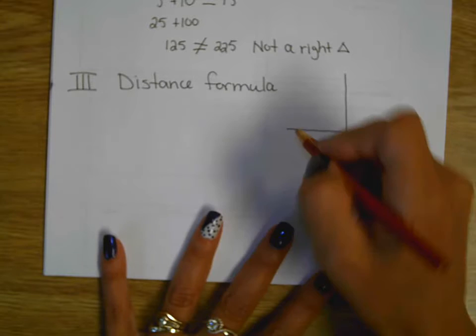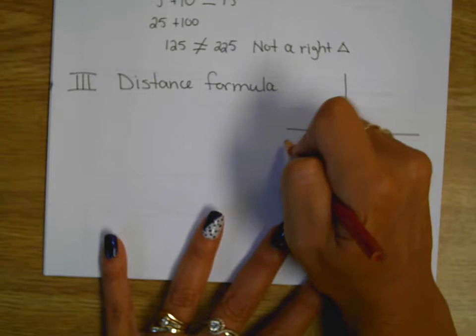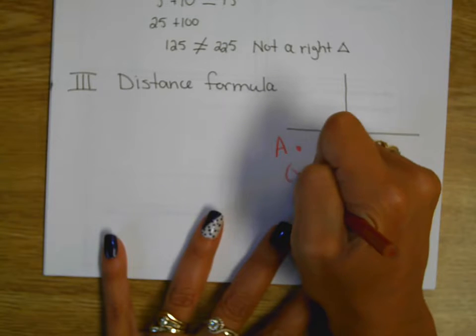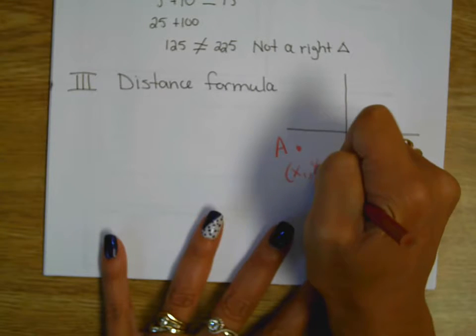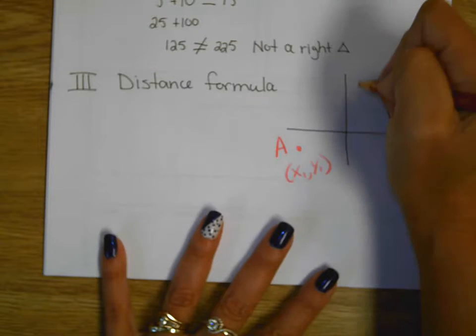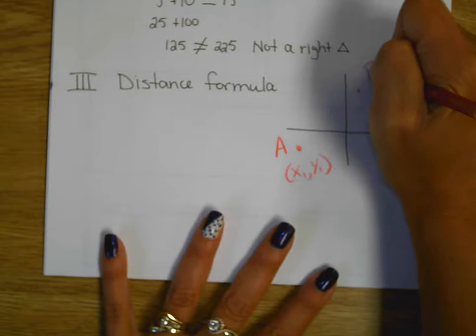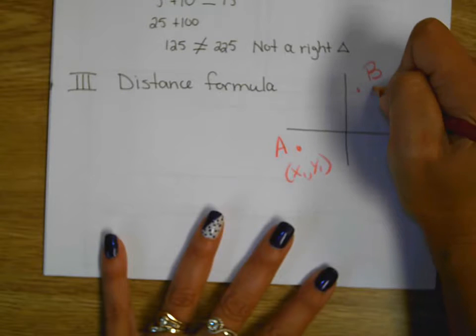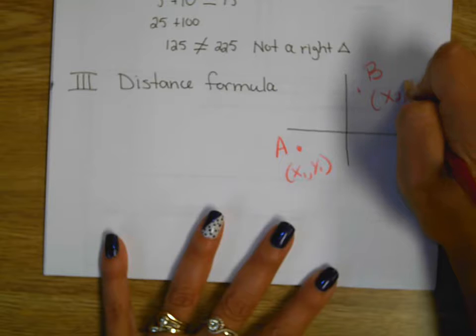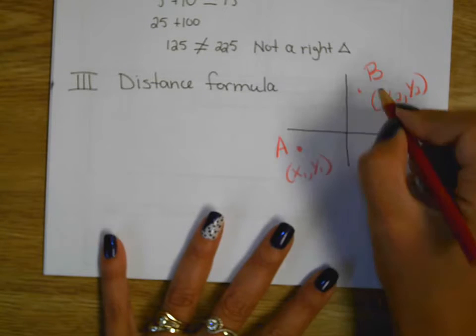If you have 2 points in the coordinate plane, say point A, which has its own ordered pair, x sub 1, y sub 1, then you've got a second point somewhere. It also has its own ordered pair, different from that one because it's in a different spot, x sub 2, y sub 2.